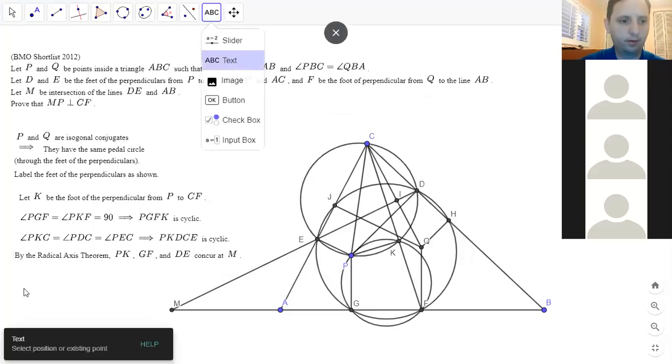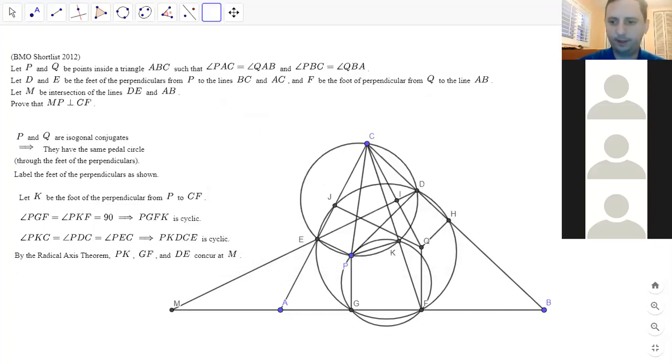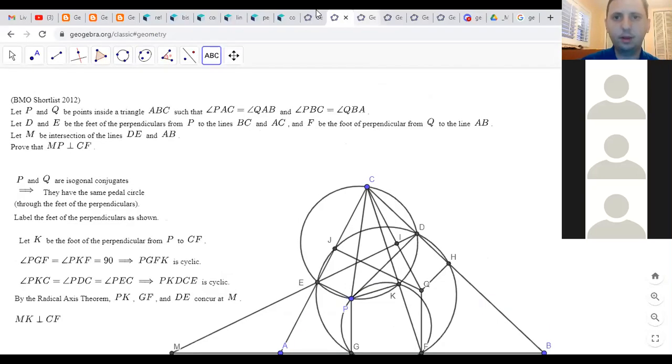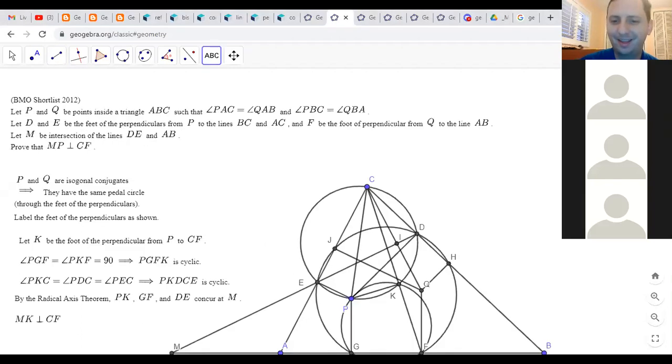All right. So I'll move on to the next one. So yeah, I didn't really use anything super special other than isogonal conjugates have the same pedal circle. Actually, we don't even need Q. Oh yeah. Well, we could just use the pedal circle, I guess, and then we don't need Q.